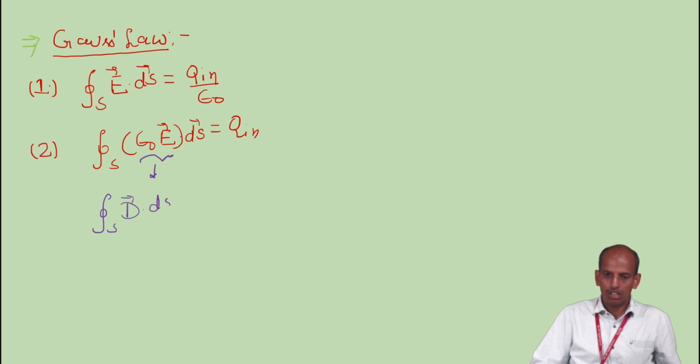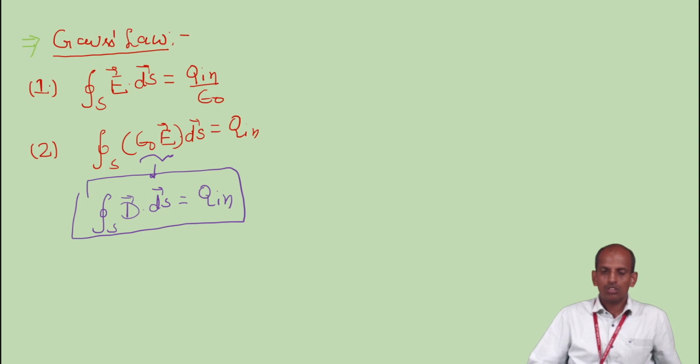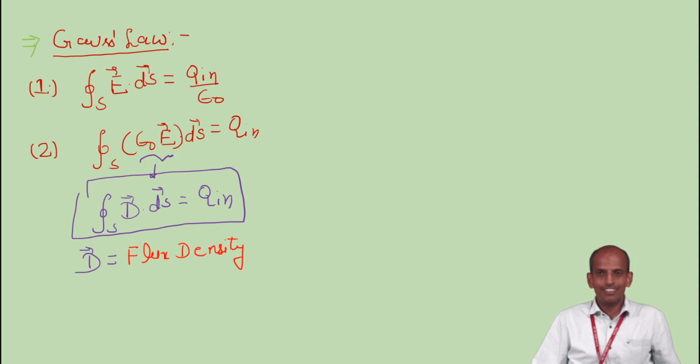So one can write D dot ds. What is this D? Let us talk about that. D dot ds is q in. That's very important. D is the flux density vector. So, a new term: flux density. Why am I stressing flux density? Because one should not remain confused between phi and D. Phi was the flux, D is the flux density.